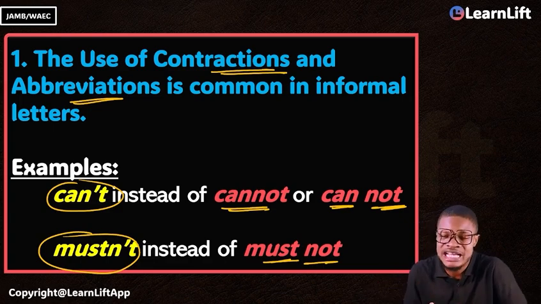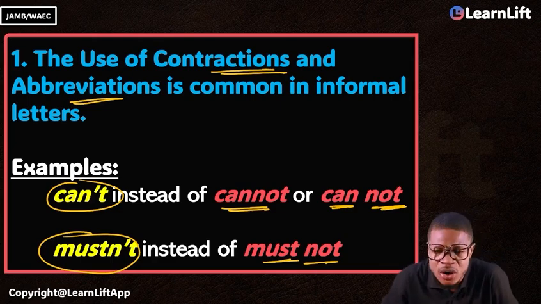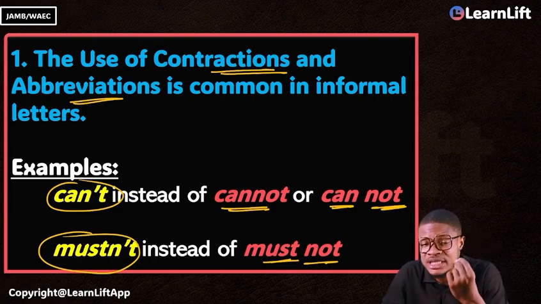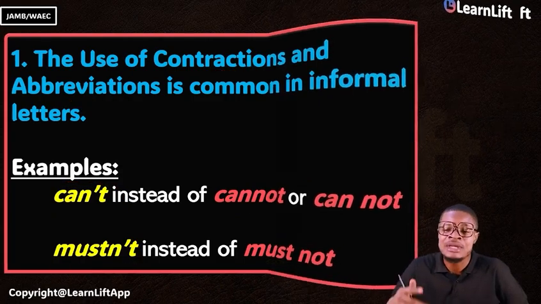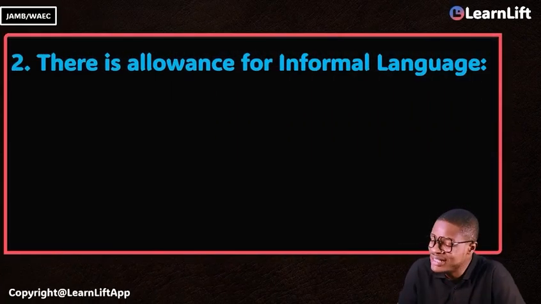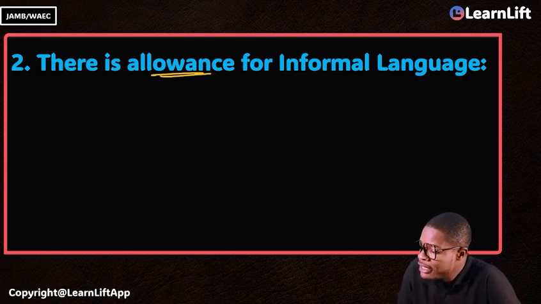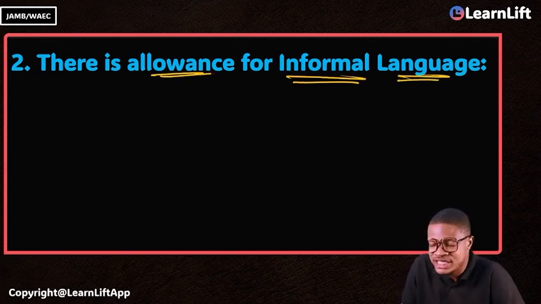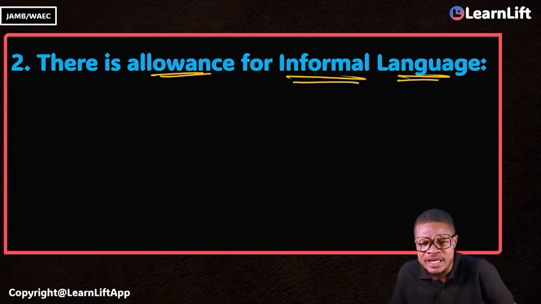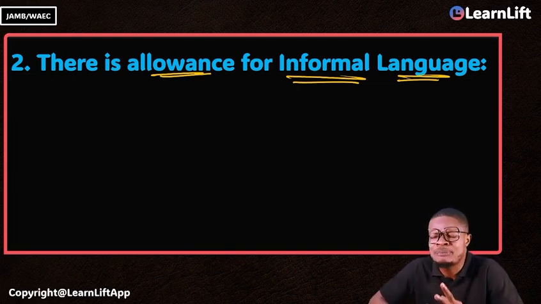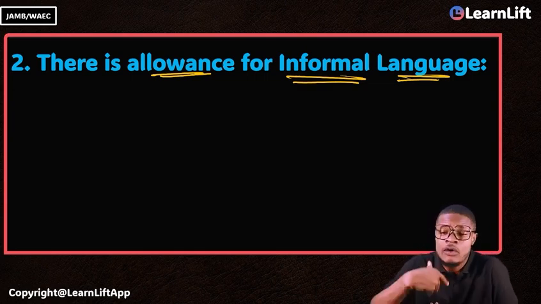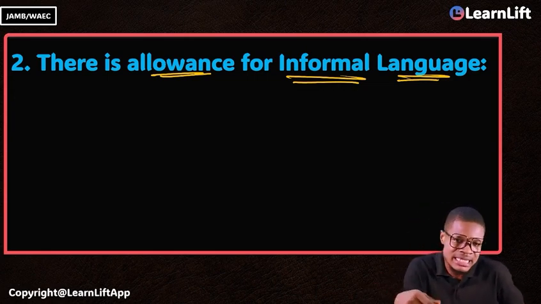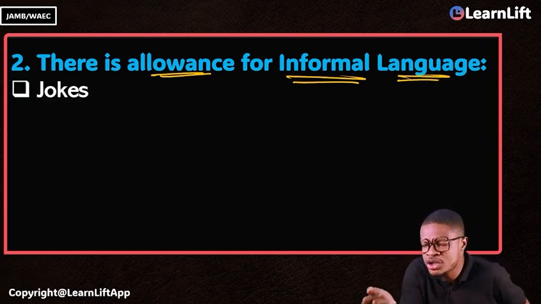The use of contractions or what? Abbreviations. They are very common in your what? Informal letters. So when you see it, you just know, Kai, this is what? Informal letter. Another thing, number 2, is there is allowance for informal language. Informal, friendly language. You are not writing it in a professional style. No, informal. You know the person. The person is your guy. Are you getting it? So there is allowance for informal language in informal letters. What do we mean by that? Like your jokes, right?